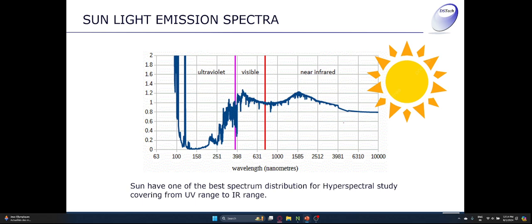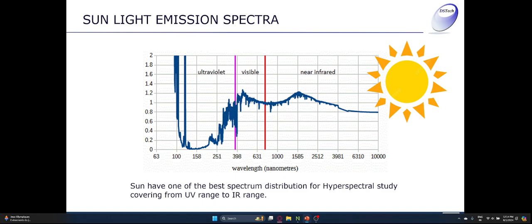And in fact, our sunlight also gives out a very good spectrum. This is because the sun not only burns helium, it also burns hydrogen. It's also burning iron and sulfur. It's burning a lot of molecules or atoms at the same time, which gives out this huge range of spectrum. That's why you can see it goes even further than infrared. So this is why the sun has one of the best spectral distributions for hyperspectral study.